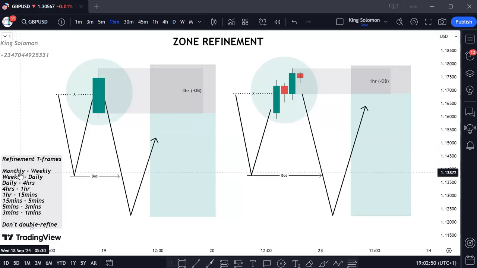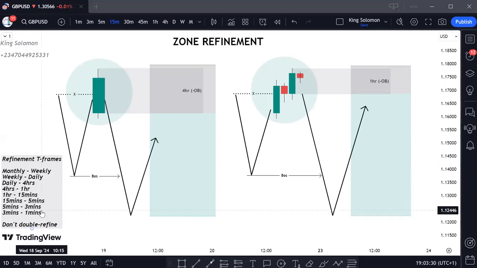From the monthly, we can analyze our zone. We can refine our zones down to the weekly time frame. From the weekly time frame, we can refine our zones down to the daily time frame, right? And from the daily time frame, we can refine our zones down to the 4 hours time frame. From the 4 hours time frame, we can refine our zones down to the 1 hour time frame. From the 1 hour time frame, we can refine down to the 15 minutes time frame. From the 15 minutes, we can do that down to the 5 minutes, from the 5 minutes to the 3 minutes, and from the 3 minutes to the 1 minute time frame.